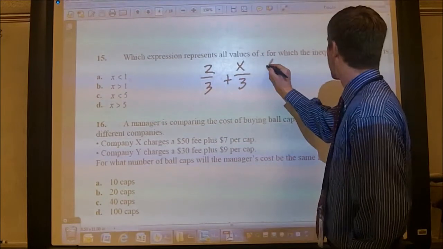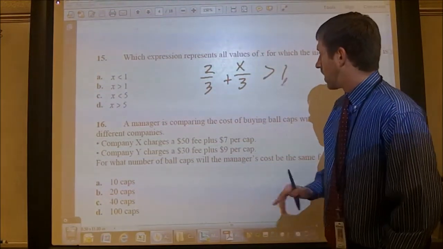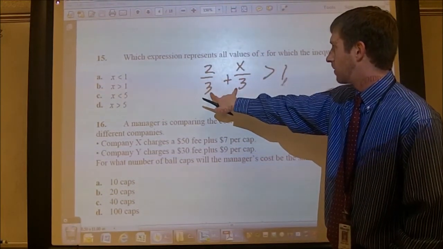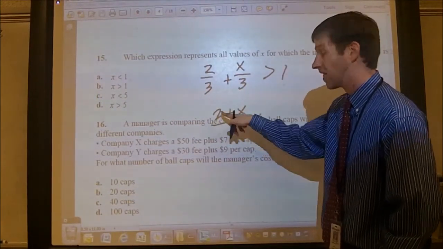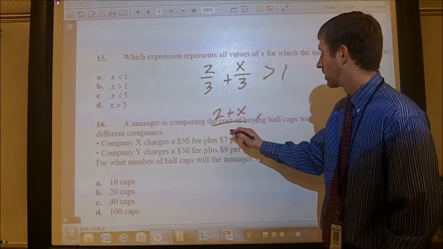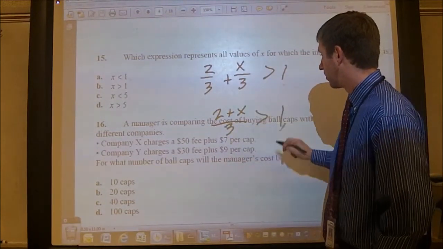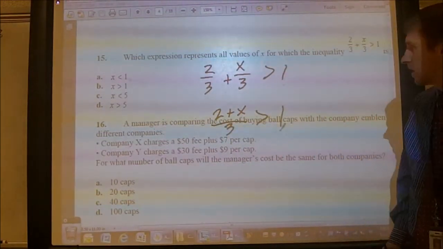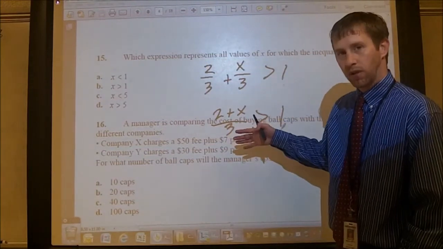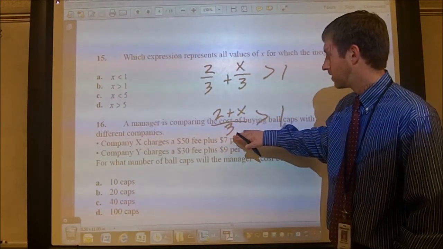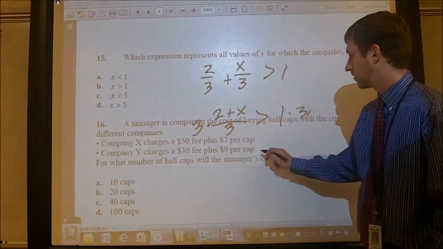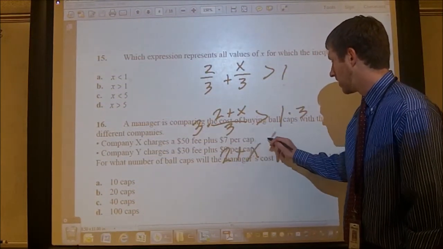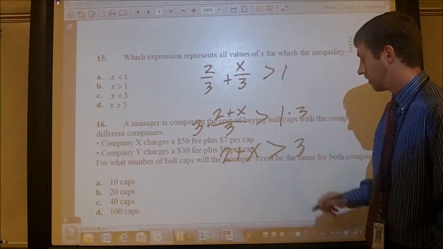And see what we come up with. All right, first off, we're adding fractions. They have a common denominator, so I'm going to put those together. I've got 2 plus x. They're not like terms, so it doesn't become 2x or anything like that. Over 3 is greater than 1. I don't really like the fraction, so I'm going to try to get rid of that. To get rid of dividing by 3, I'm going to multiply by 3 on both sides. So now I have 2 plus x is greater than 3.